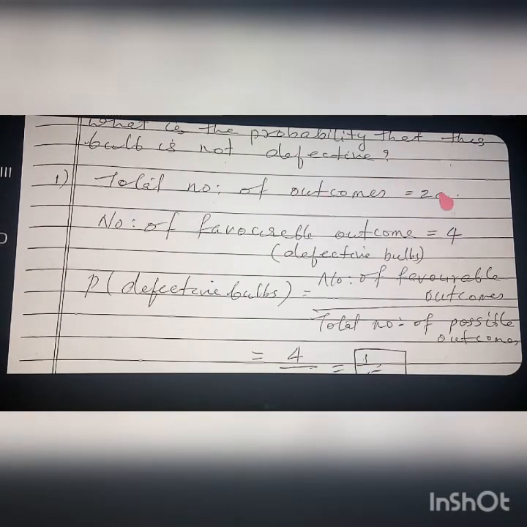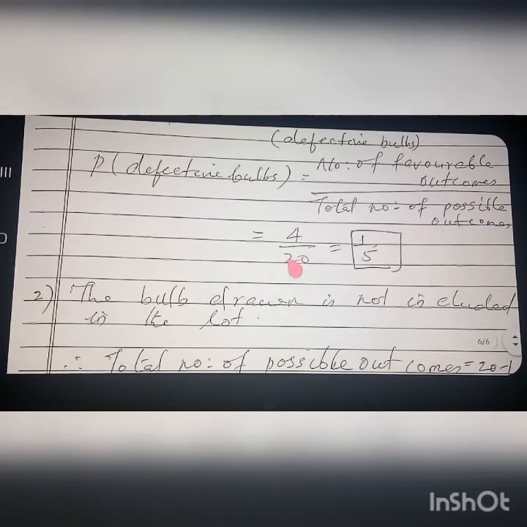Total number of bulbs, how many? 20. How many defective bulbs? 4. So what is the probability of getting a defective bulb? Number of favorable outcomes divided by the total number of possible outcomes of the experiment. Defective bulbs are 4 and total is 20. So 4 by 20, how much will come? 1 by 5. Is that point clear now?